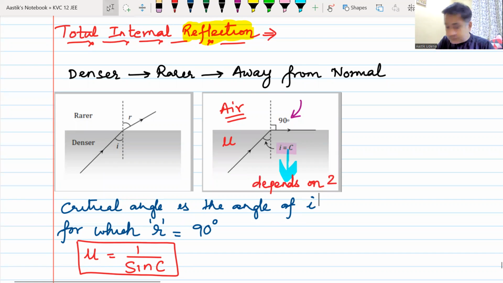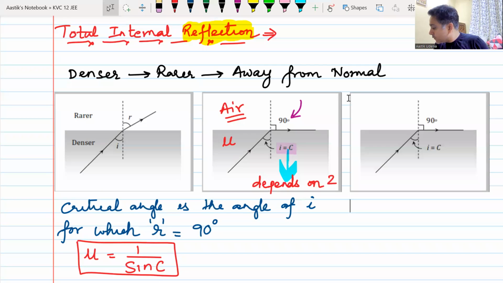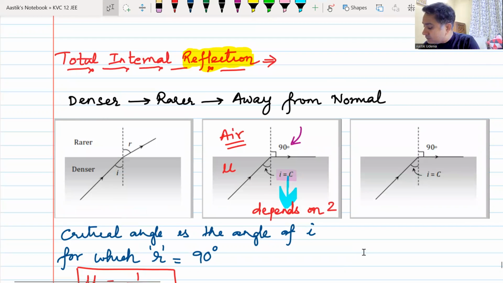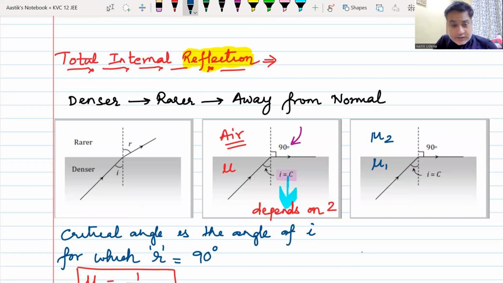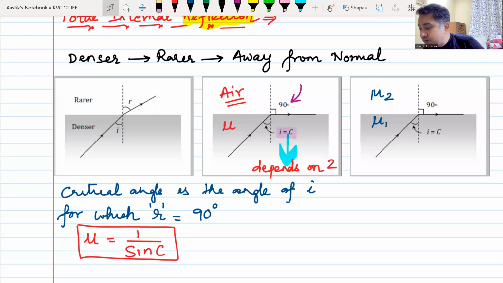Now, let me do one more thing here. Let me give you another case where the refractive index is mu1, and this is mu2. Remember, whatever we are doing are potential questions that are going to come in the examination hall. They are not theory. They are questions that are going to come in your JEE. Do we understand this? Yes or no? This is mu1 and this is mu2.